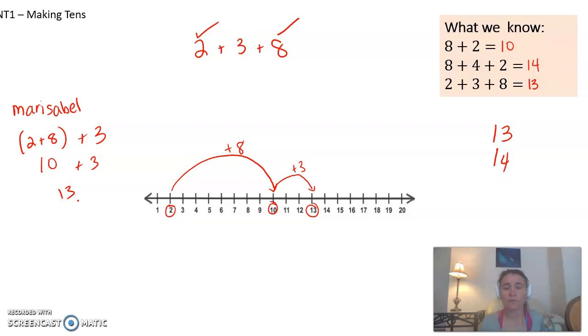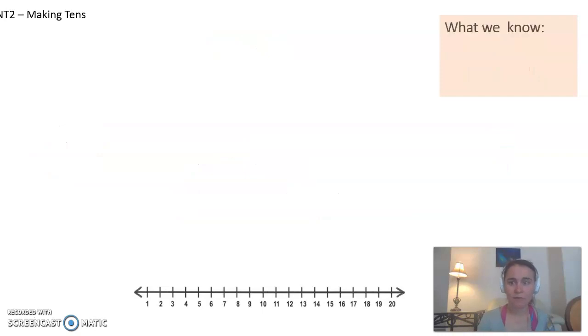All right, so now the kids have been introduced to the strategy. I'm actually going to go through 3 more problems with a different combination of 10 to kind of assess how they're doing. So now I'm going to go to the next problems.